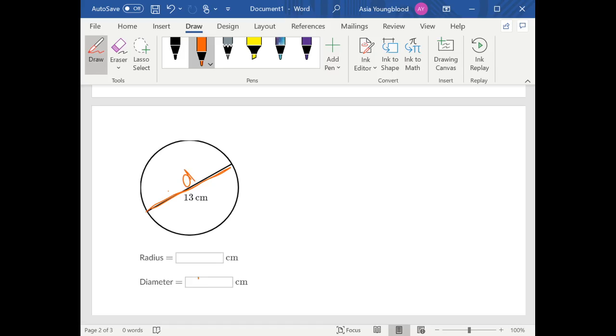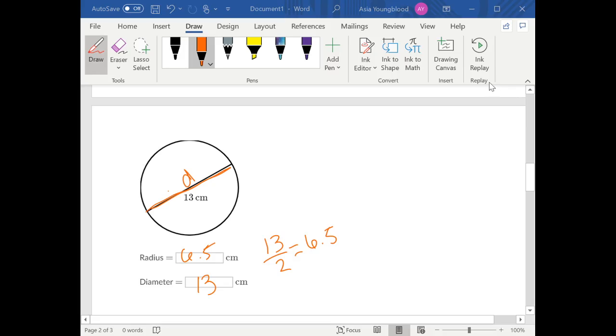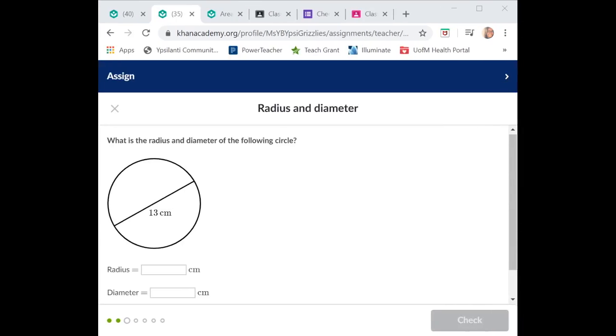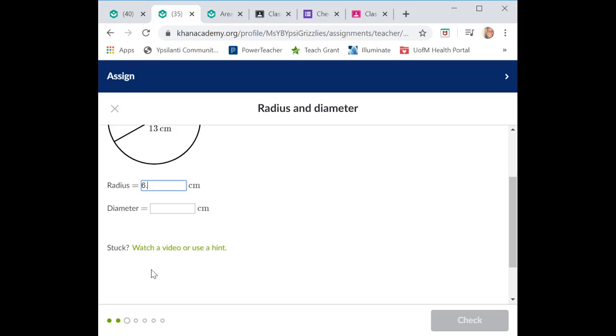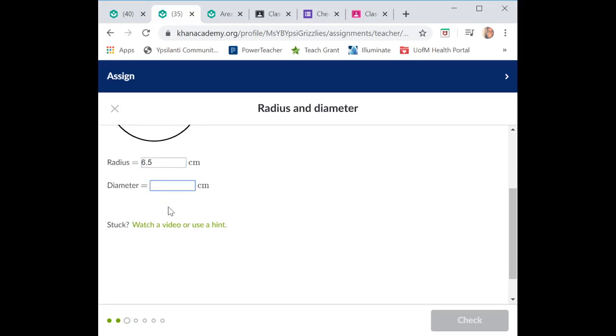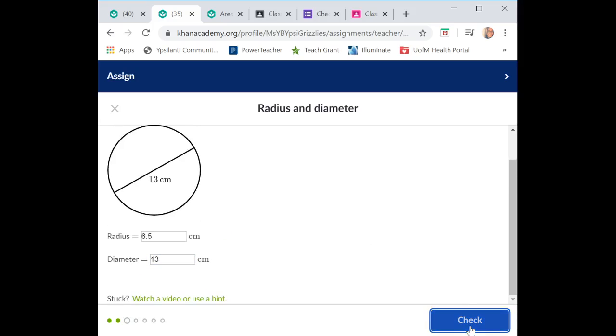So for Khan Academy, we should type in 13 for the diameter. For the radius, we're going to do 13 divided by 2, which gets us 6.5. So the radius should be 6.5 centimeters. So let's switch back to that screen so we can do that. So we said the radius was 6.5 and the diameter was 13.